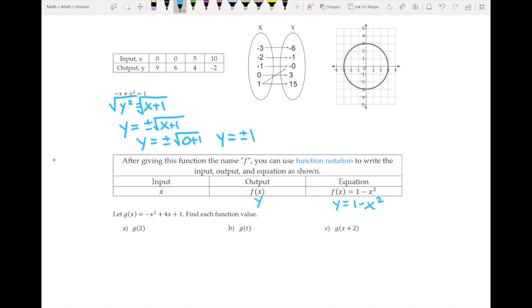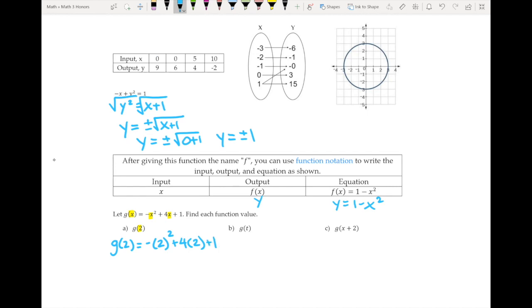In this case, they gave us a g of x function, and it says find each function value. So if I want g of 2 instead of g of x, that means I am replacing the x with a 2. And I'm going to do the same thing on both sides of the equation. So all of the x's on the other side are also going to be a 2. That means g of 2 is negative (2) squared instead of negative x squared, plus 4 times (2) instead of 4 times x, plus 1.